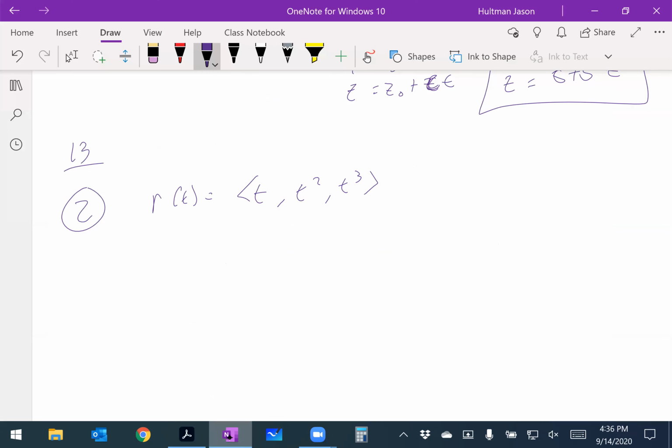Okay, so this one's kind of tricky because you're thinking, what's normal to a normal plane? Why would I want to think what's normal to the normal? That doesn't even sound good. But that's really what you have to think about. What's normal to the normal?